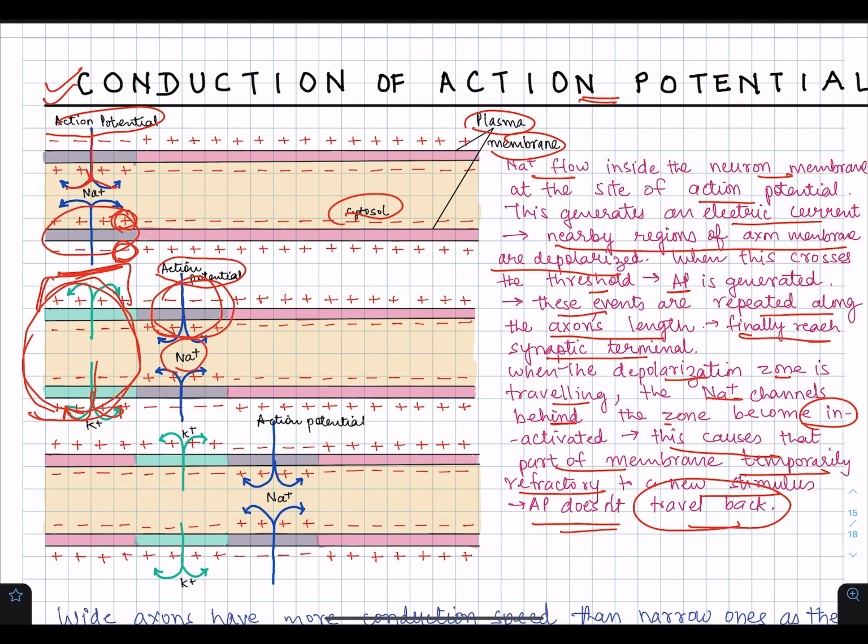So if any question is asked why the action potential is not traveling in the back direction, why it is only propagating in the front direction, because the previous sodium channels have become inactivated. This is the answer.